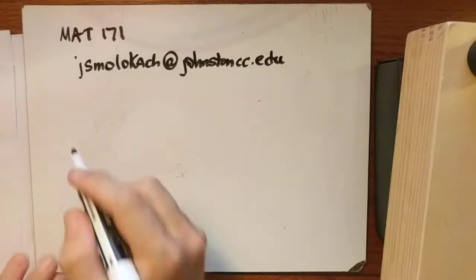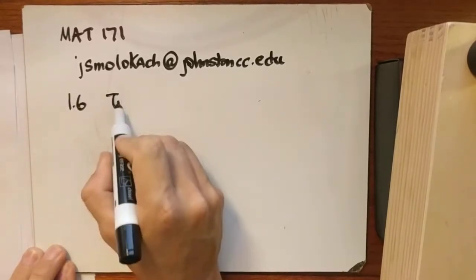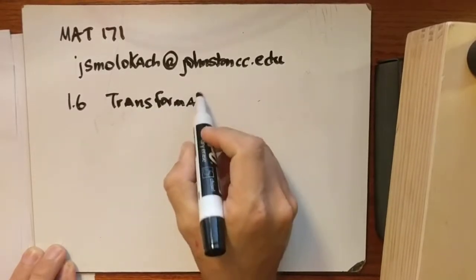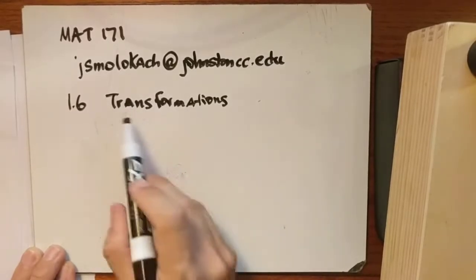So a couple of things this week. We're doing sections 1.6 and 1.7. In 1.6, we're dealing with what's called transformations. I realize this marker is kind of thick, and I'm sorry about that if you can't see. But anyway, transformations.